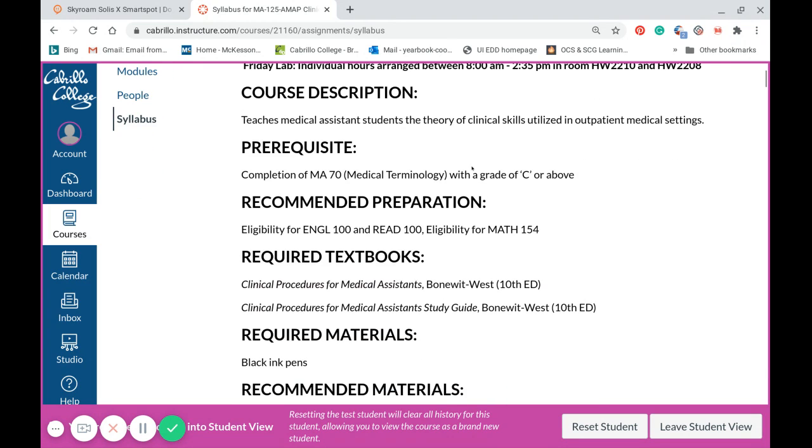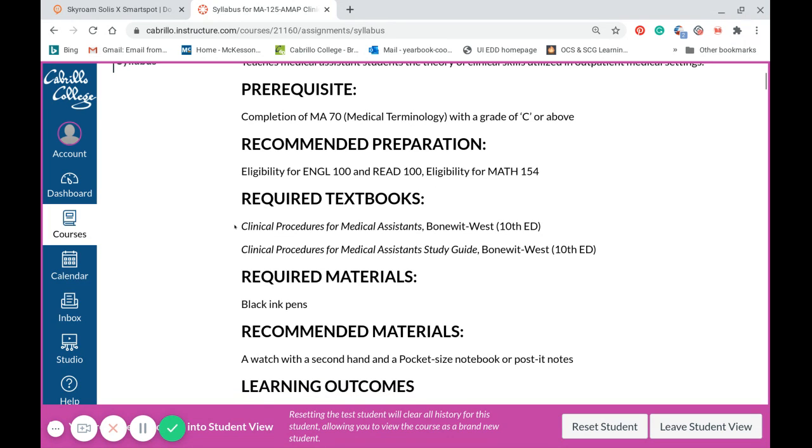So you should have all taken midterm already, gotten a grade of C or better to even be in the AMAP program. And of course, it's recommended that you've had English 100, Reading 100, and at least eligible for algebra because of some of the math that is done in the medical assisting courses.